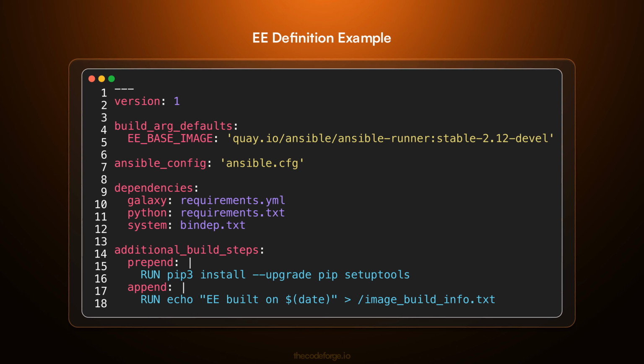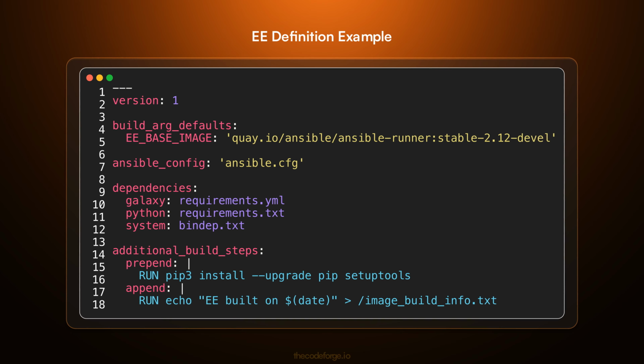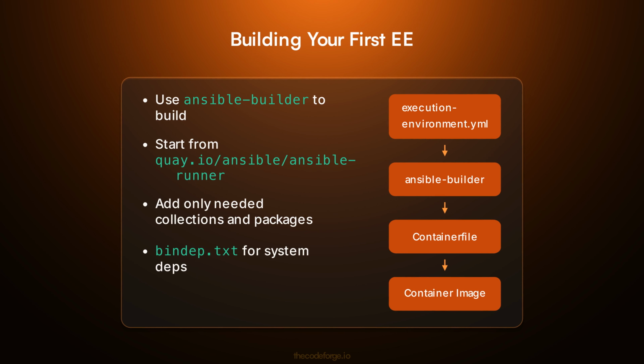Here's a sample execution-environment.yml. It uses the official Ansible runner base image, points to dependency files, and adds build steps to upgrade pip and record the build date. Build it with ansible-builder build -f execution-environment.yml -t my-ee:latest.